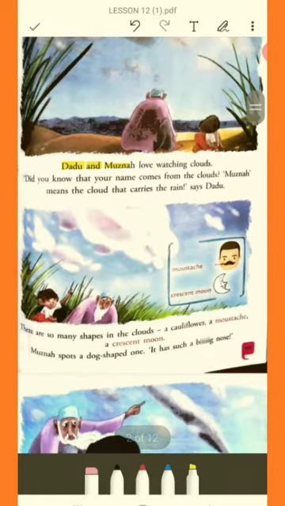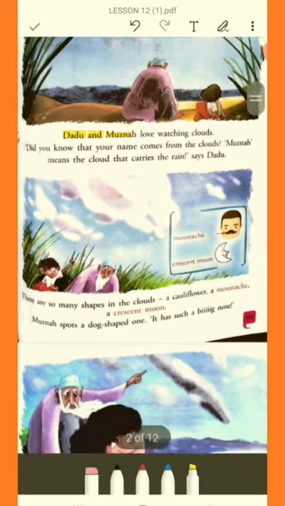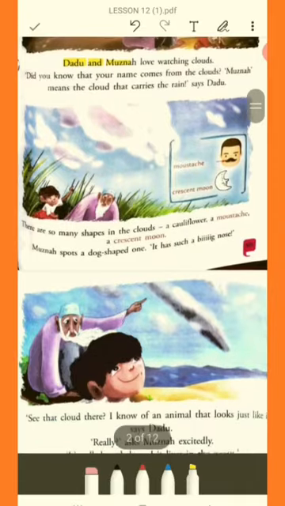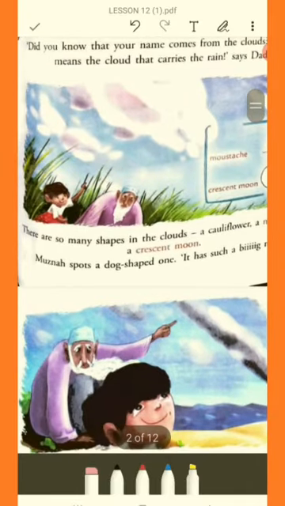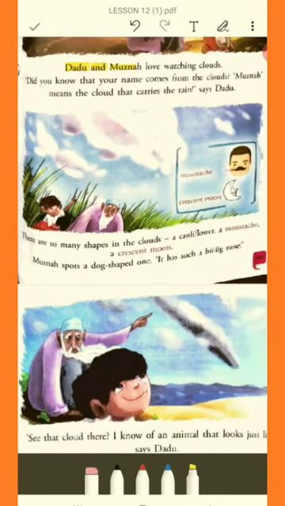So Dadu explains to Muzna the meaning of his name. He says it means the cloud that carries the rain. Okay, so now they are seated. See, Dadu and Muzna. It must be very nice beside a field under a clear blue sky. Okay, so what does Dadu say?